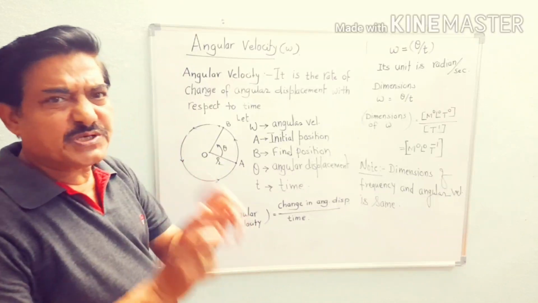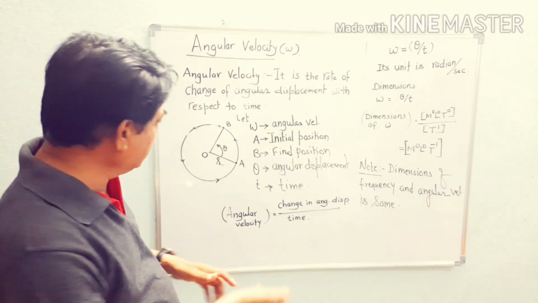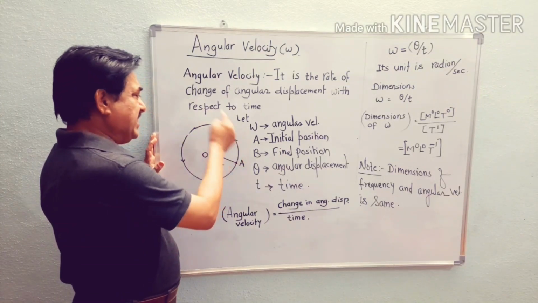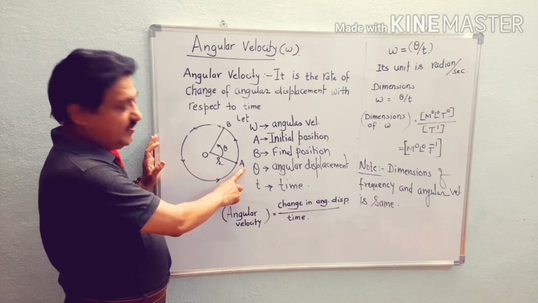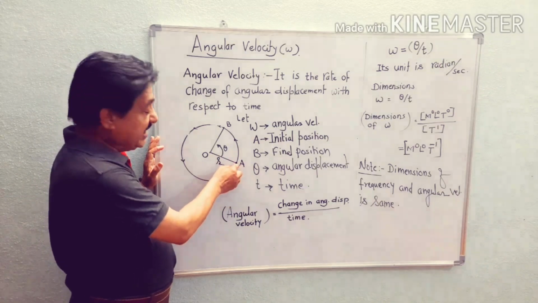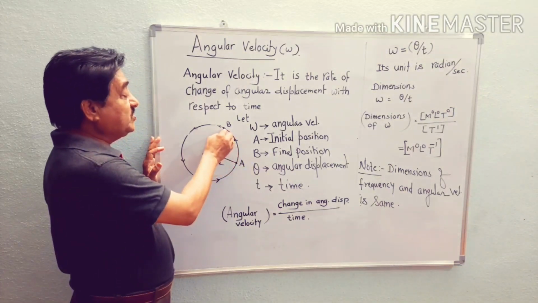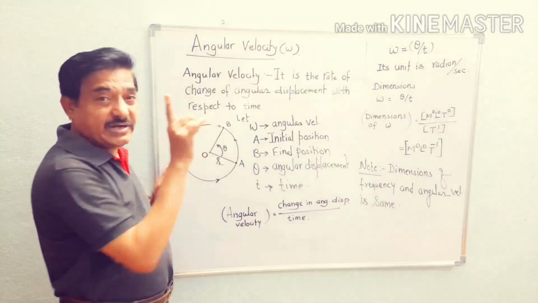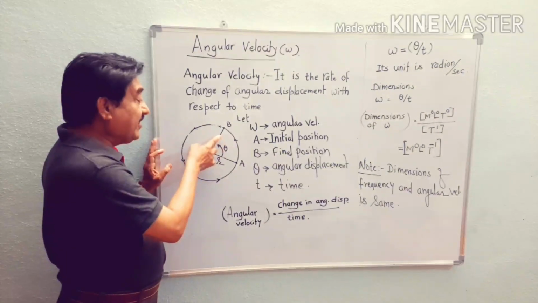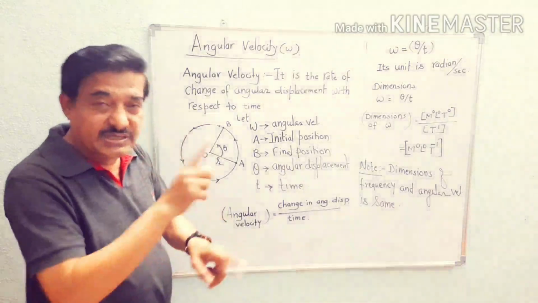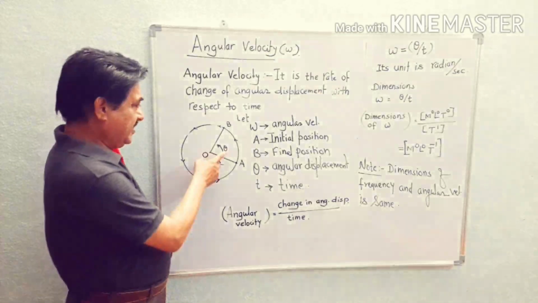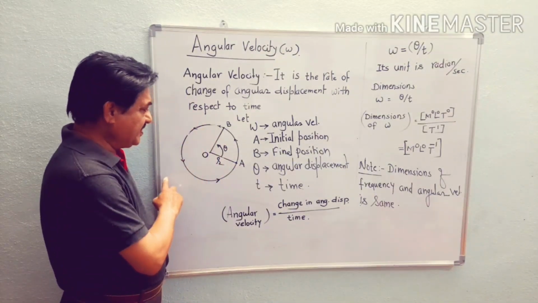To obtain an expression for angular velocity, we will see that a particle is performing a circular motion in anti-clockwise direction. A is the initial position, R is the radius vector. This particle starts from the initial position A and reaches the final position B in a time of t seconds. So, this theta will be the angle described by the radius vector at the center of circular motion. Theta is the angular displacement.